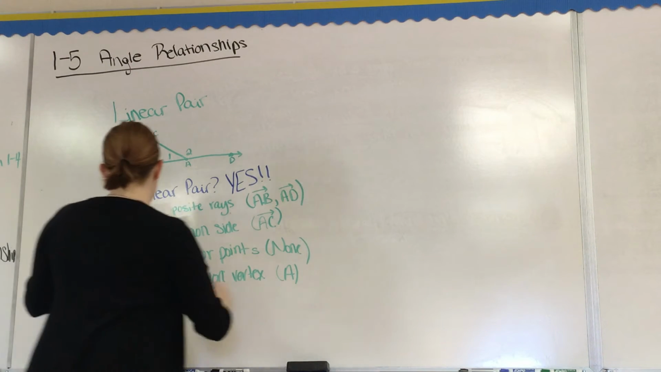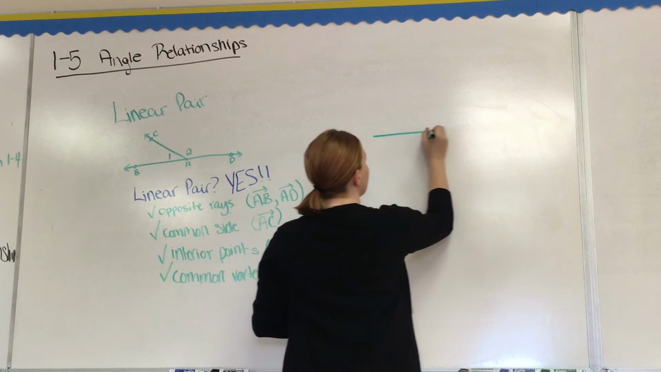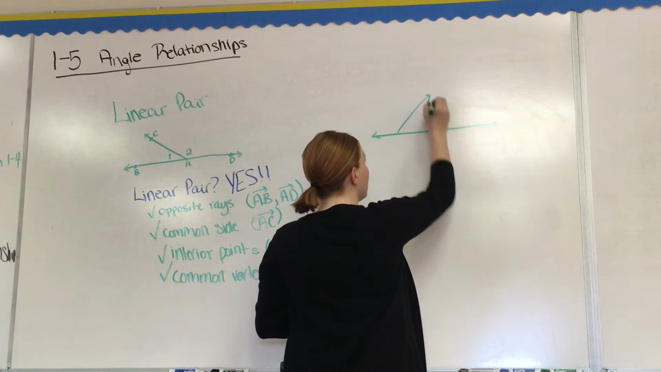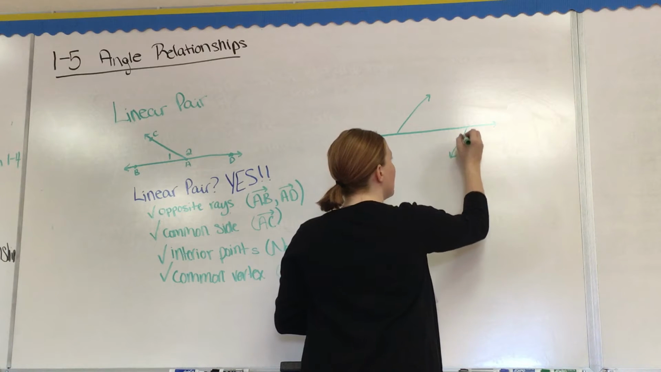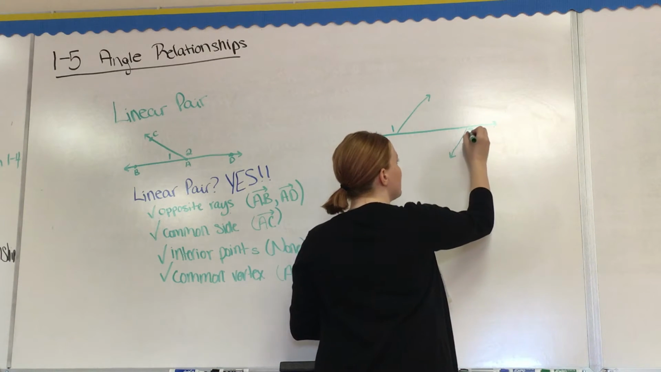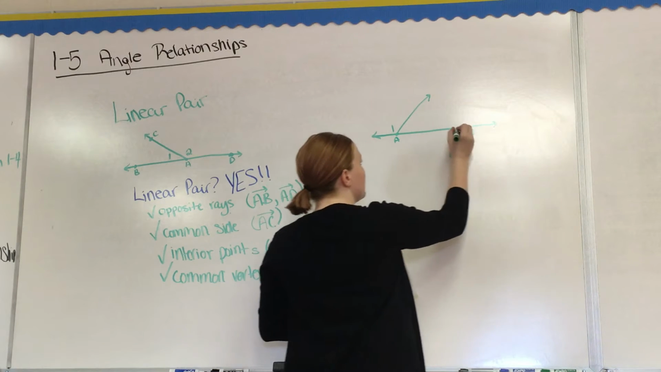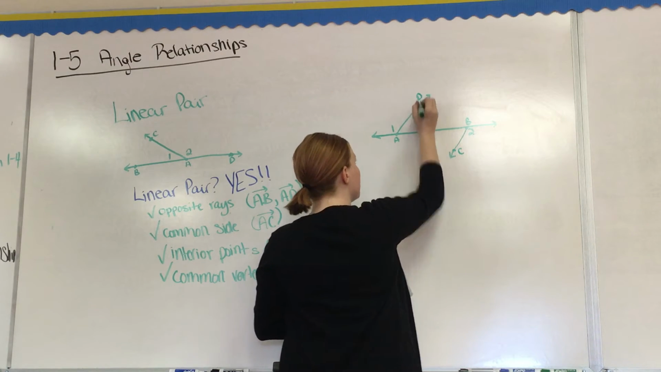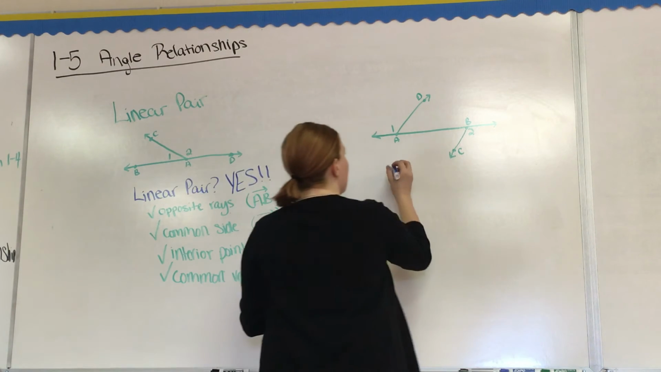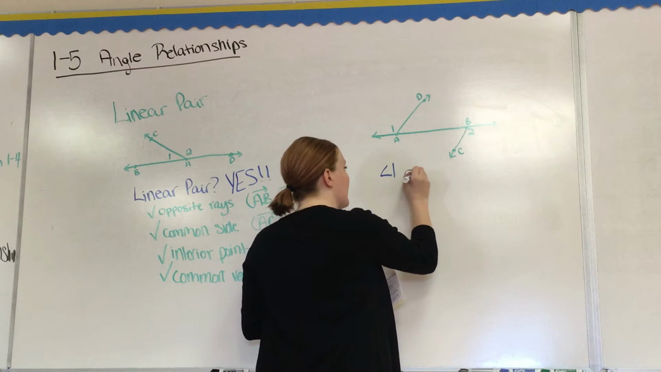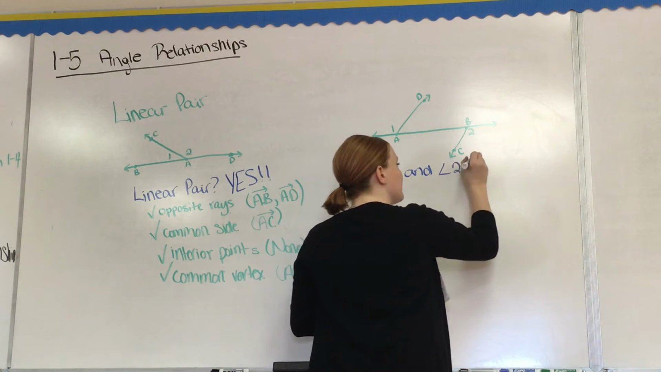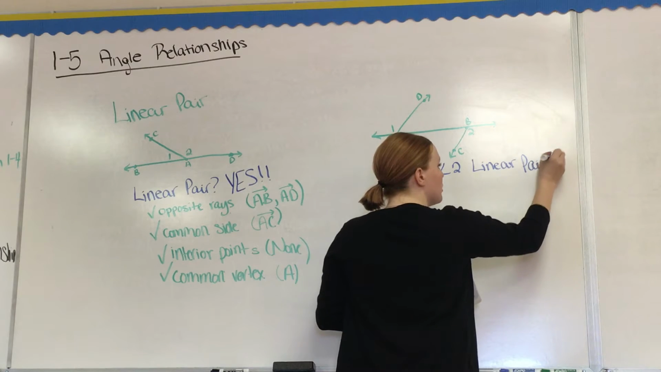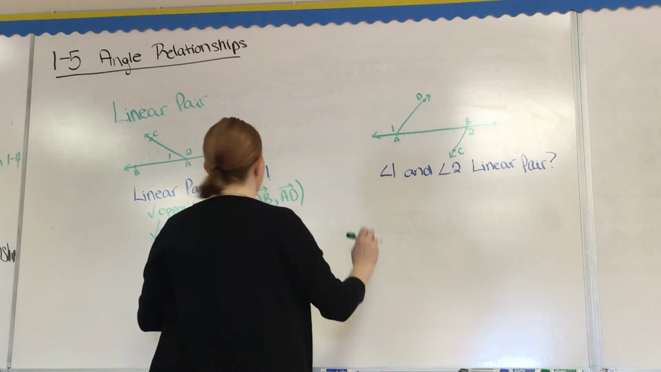Okay, I'm going to draw another picture up here. What if I had a picture? This is a straight line, and I have an angle going this way, and an angle coming down this way. And I'm going to name this one 1, and this one 2, A, B, C, D. So, is angle 1 and angle 2 a linear pair? That's our question. Let's go through our checklist.